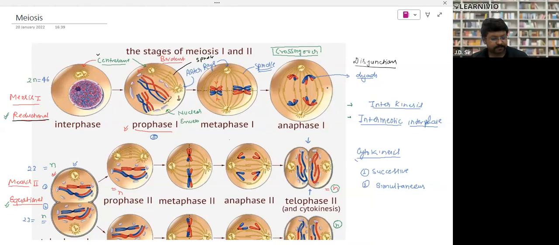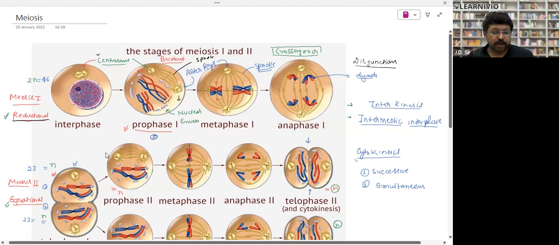Next point. The chromosomes move towards the pole with the help of tactile spindle fibers. Tactile means contracting, right? That's why they are tactile fibers.